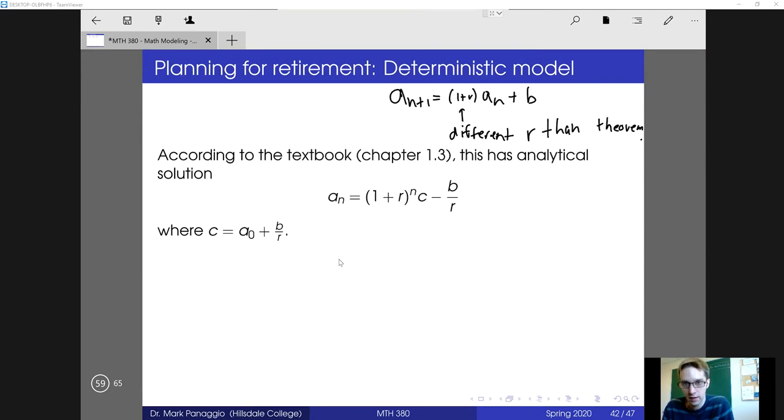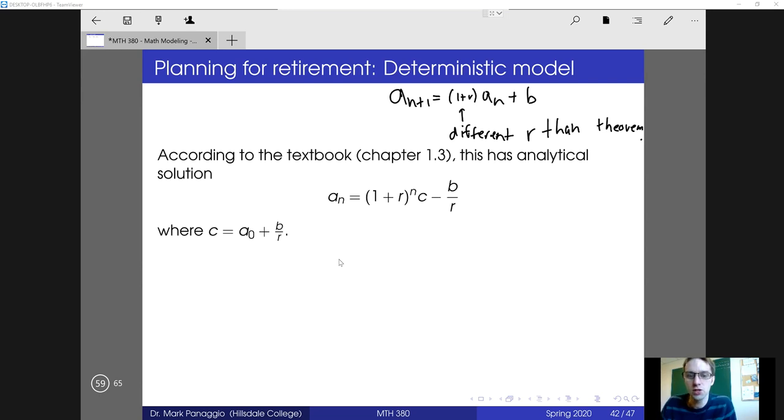Now, quick caveat, the way that we wrote down this analytical solution was assuming that the equation was a_{n+1} = r times a_n + b. And in this model, we have 1 plus r instead of r. And so this formula is going to look slightly different, but it is going to be just a quick modification of that analytical solution. The analytical solution in this context would therefore be, you're going to take some constant, multiply it by (1 plus r) raised to the n, where the n is the number of months since you started, and then subtract b over r, where again r is the interest rate.